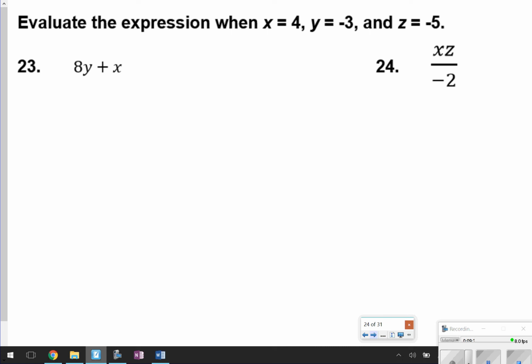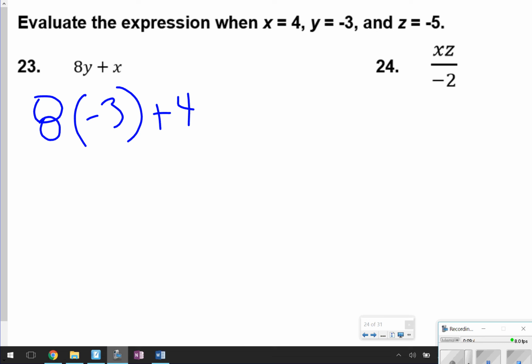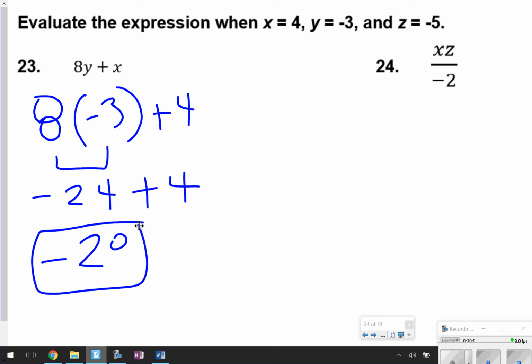For these last few, you're just evaluating the expression, which means you're plugging in some of those values. So what I started to do with 23 is just plug in my values. 8 parentheses negative 3 means times, so I'm going to do my multiplication first because that comes first in order of operations. So it's going to give me a negative 24 plus 4, and then different signs, subtract, keeping the sign of the larger value. My exact answer will be negative 20. Sorry, that looks kind of weird. It needs to be a 0.